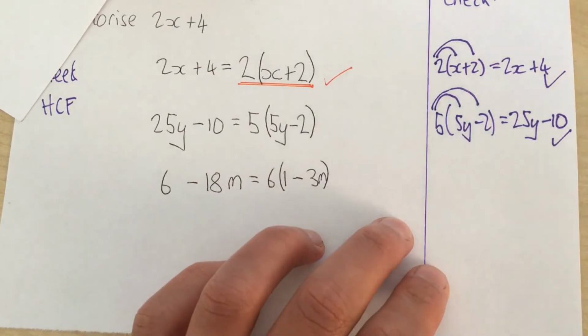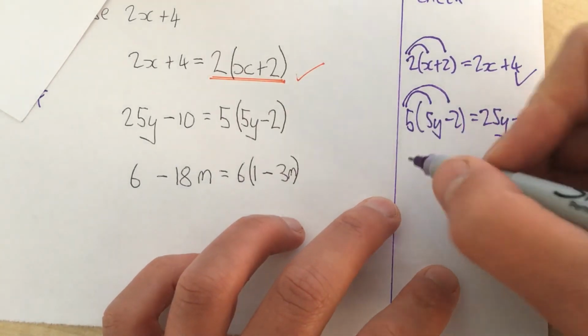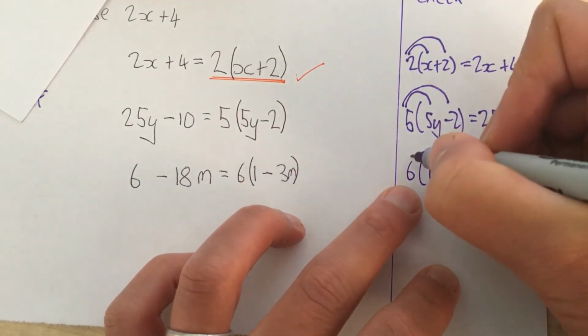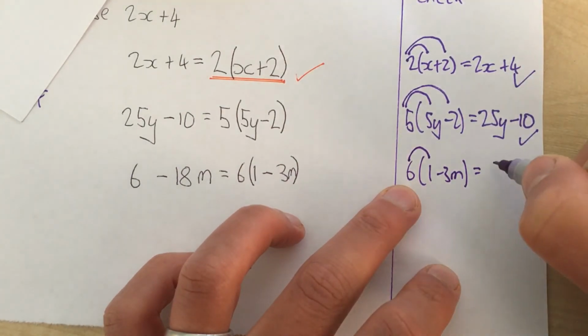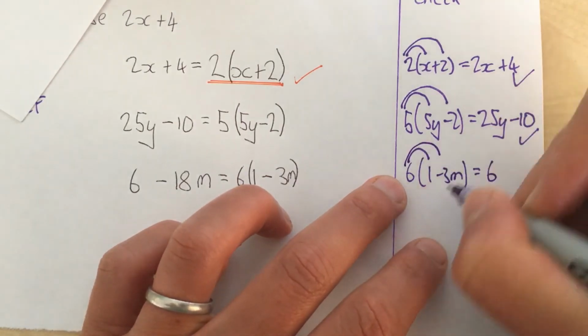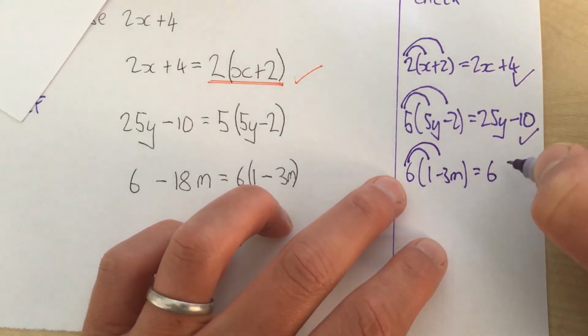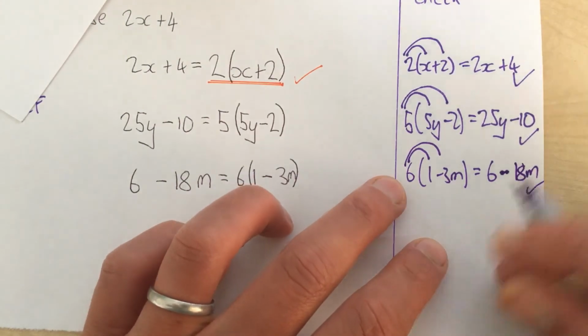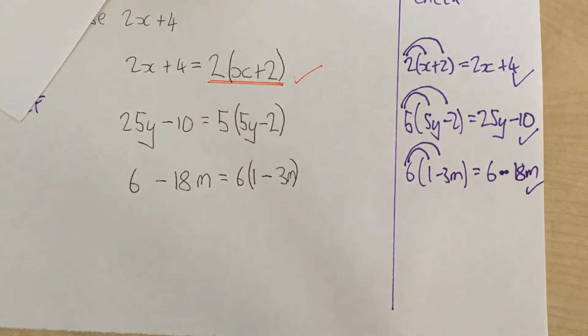Let's check that over here. 6 brackets 1 minus 3m equals 6 multiplied by 1 is 6. Looking good so far. 6 multiplied by negative 3m equals negative 18m. Brilliant. I got it right again.